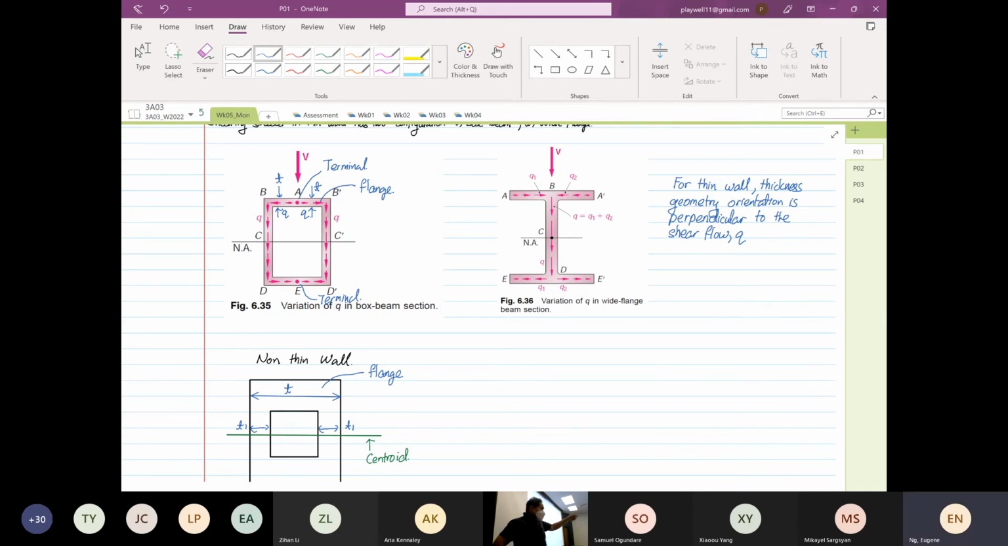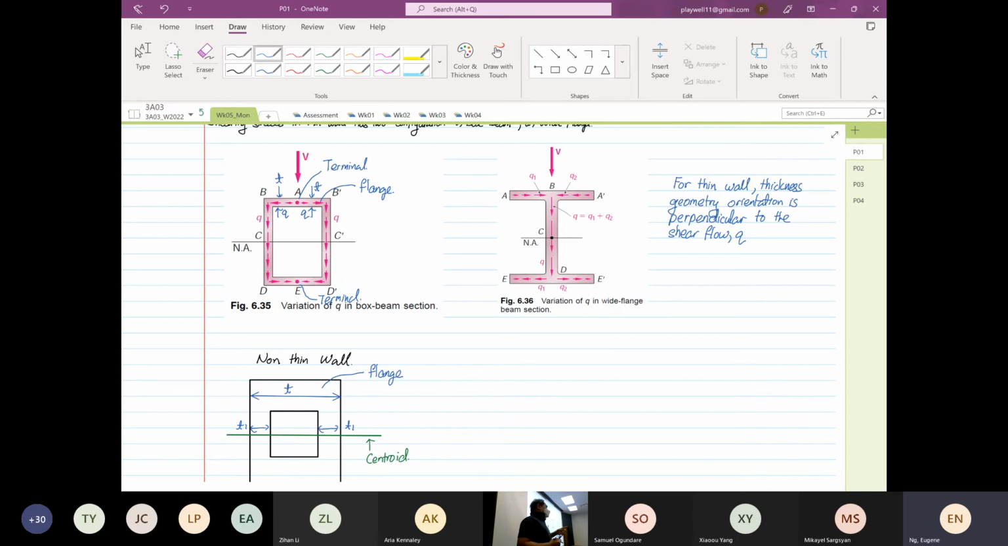Now, there are similarities between thin wall and thick wall. Can someone identify for me what the similarities are? Can you all see what's the similarity? What did I say? It is that the thickness is perpendicular to the shear flow.